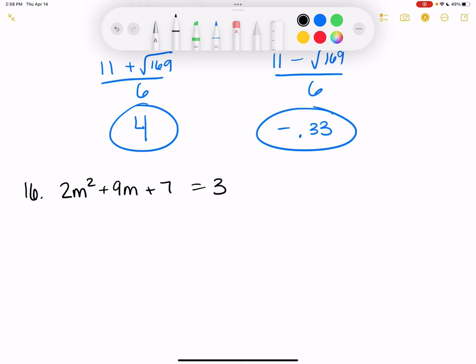So we need to move this 3 over. How do I move it over? Subtract it from 7. So 2m squared plus 9m, and then plus 7 minus 3 is 4, equals 0. Now I'm ready to go.